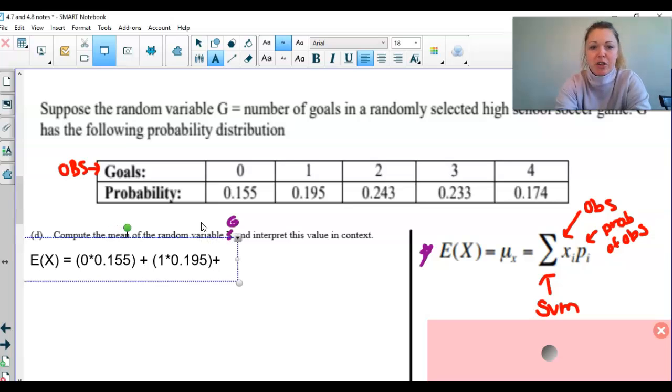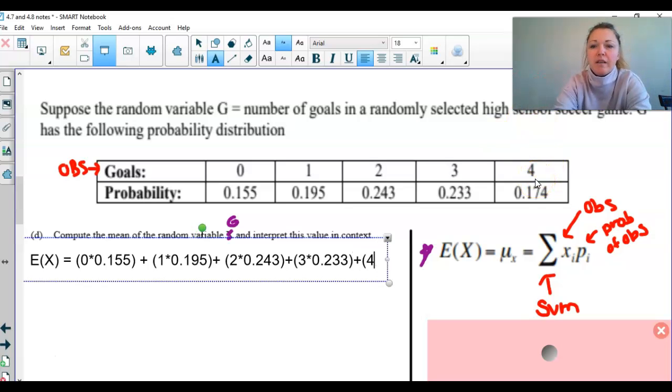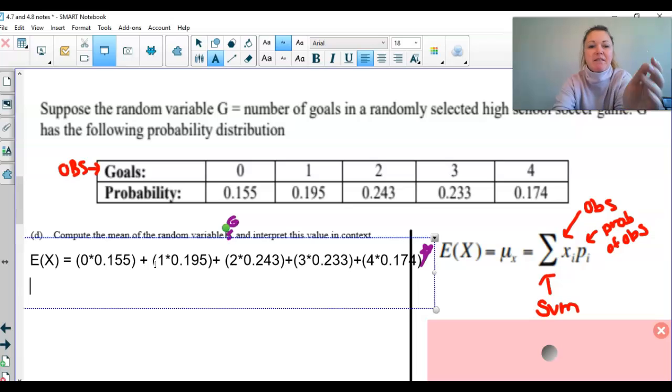We have another observation, 2, right here, okay? Times the probability of that observation. Again, another observation, 3, times the probability of that observation. Finally, our last observation, 4, times the probability of that observation. Okay, that's how we show our work for what the expected value is. That's the mean of the distribution.